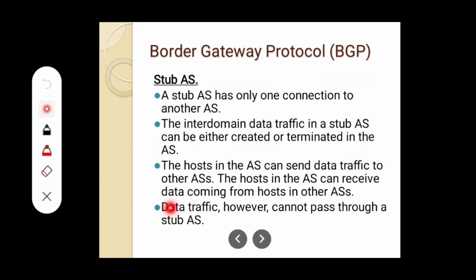Next point is, data traffic, however, cannot pass through a stub autonomous system.